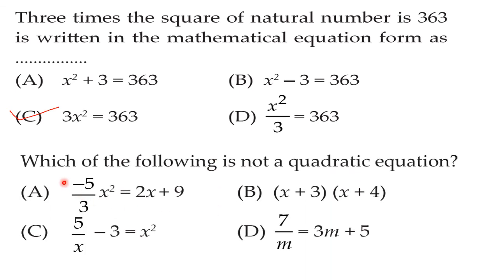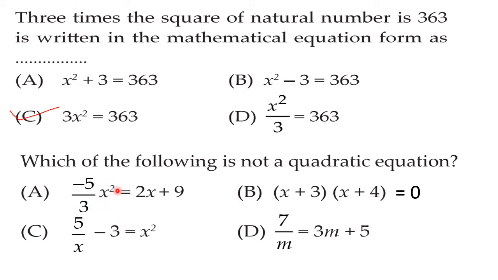Next one. Which of the following is not a quadratic equation? Okay, so read it carefully. Which one is not a quadratic? Means out of these 4, 3 are going to be quadratic. Only one is not going to be a quadratic equation. Okay, so you can check.